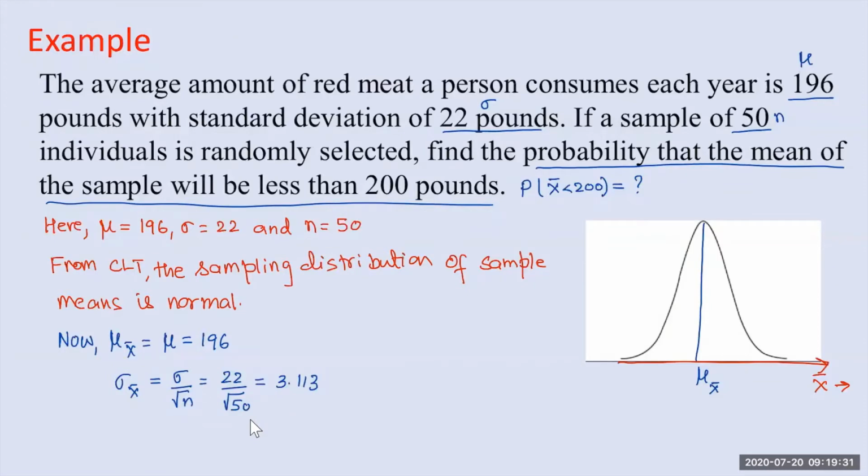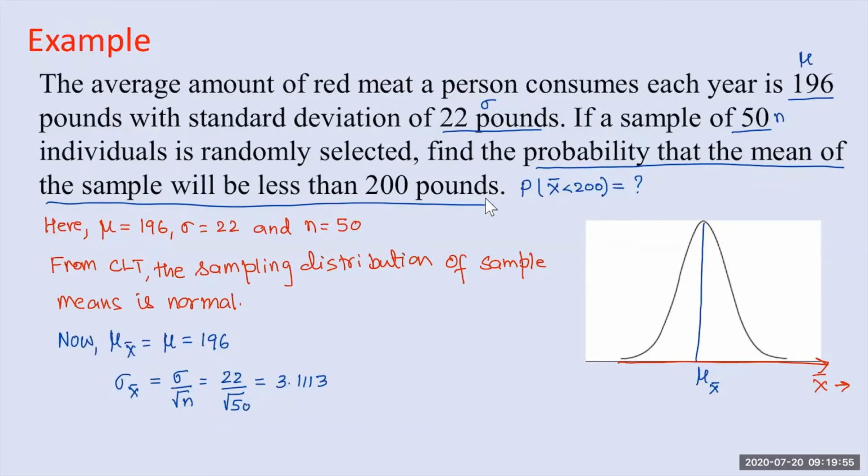3.113. I hope you got that. Okay. Is that right? Oh, 3.111 and then 3. That's right. Very good. Okay, 3.1113. So these two pieces of information: the mean, which is 196, is here in the middle, and then the standard deviation is this.